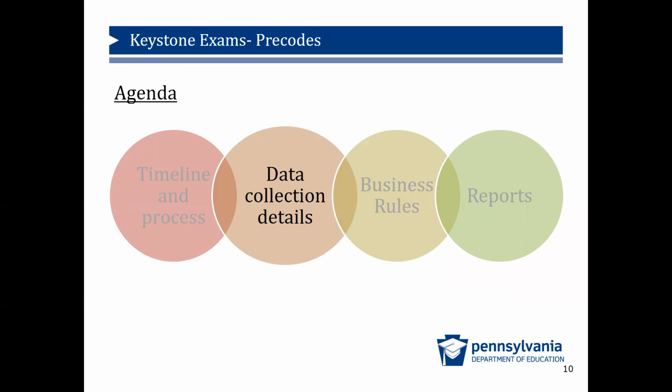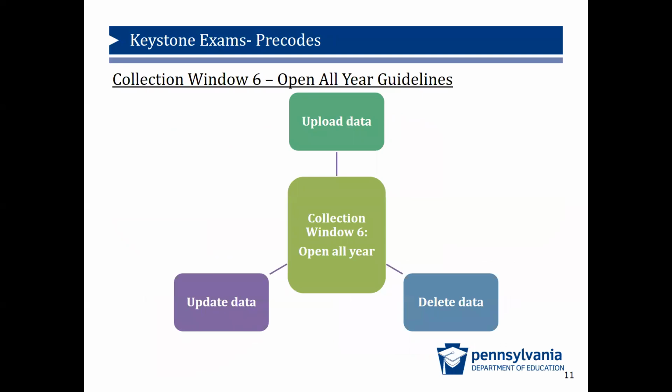Let's take a look at the data collection details that affect precodes for Keystone exams. All assessment and accountability internal snapshots will be created using the data that was submitted using Collection Window 6. This is open all year and data can be uploaded, updated, and deleted depending on your permissions. Updates to student template and school enrollment data can be made at any time when Collection 6 is open in PIMS production. Updates to the PIMS data after an internal snapshot is taken will only affect future snapshots.